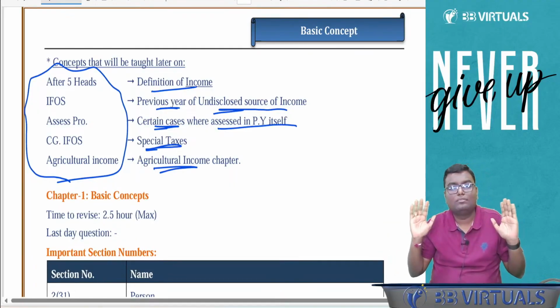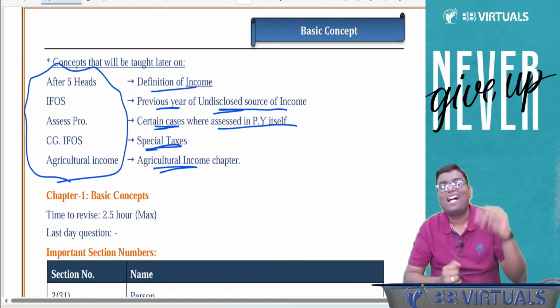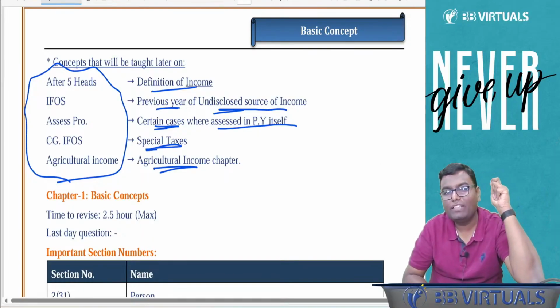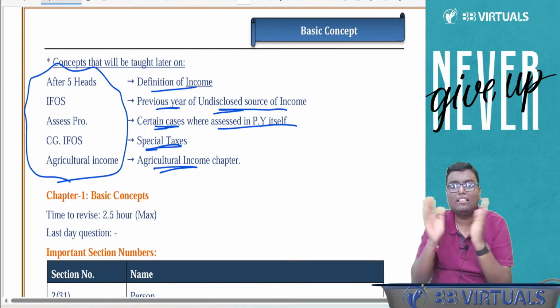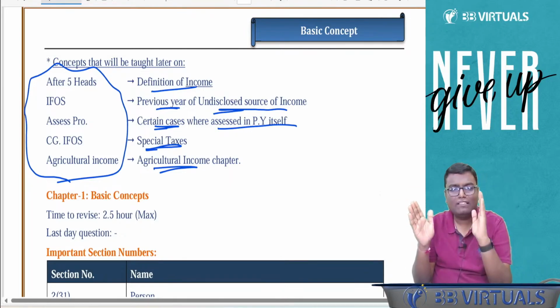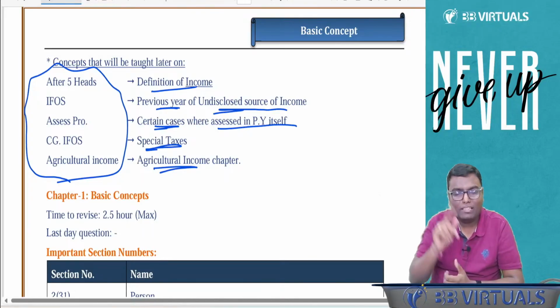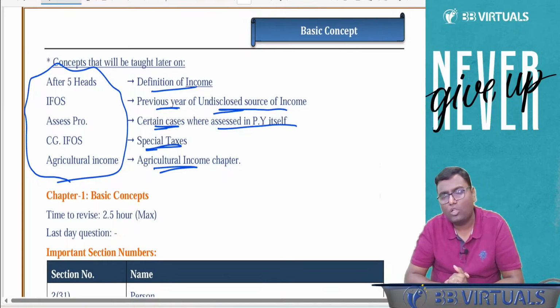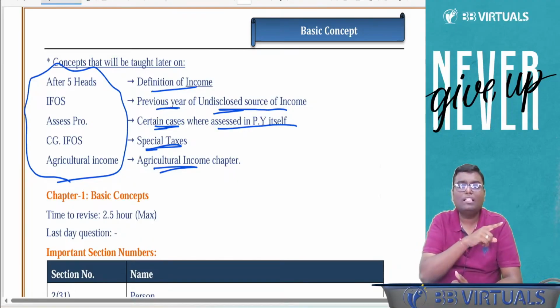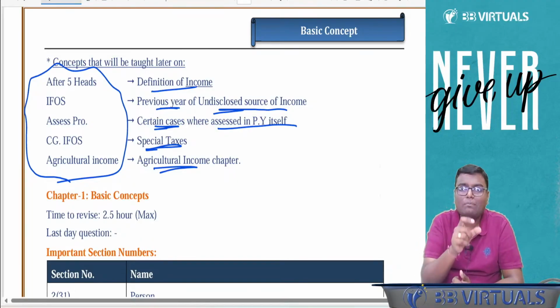Take a deep breath and be with me. Article 265 of the Constitution gives the power to the government to collect tax. Article 246 has done the bifurcation: Central list, State list, Concurrent list. Central list, entry number 82, power to collect tax on income other than agricultural income. State list, there are various taxes like stamp duty, water tax, municipal tax. Concurrent list, there is no tax. GST comes from Article 246A.